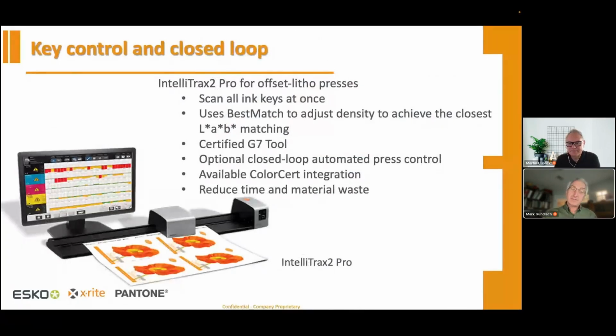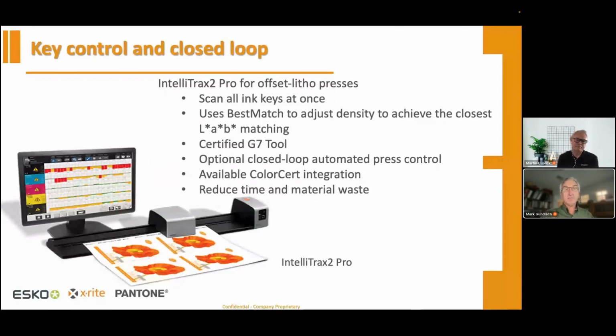So as I mentioned, building in a scannable bar to measure. The other thing is that for the offset press people, these already do have a bar at the end of the sheet for managing all the keys across the full width of an offset press. Having a press operator manually take a device and measure those patches is terribly inefficient. Using a scanning system like the IntelliTrax to scan the full bar gathers all the data very quickly, and provides tools like best match. They can adjust to get the closest LAB match, as we talked about previously. It's not about density anymore. It's really about hitting the color, okay?